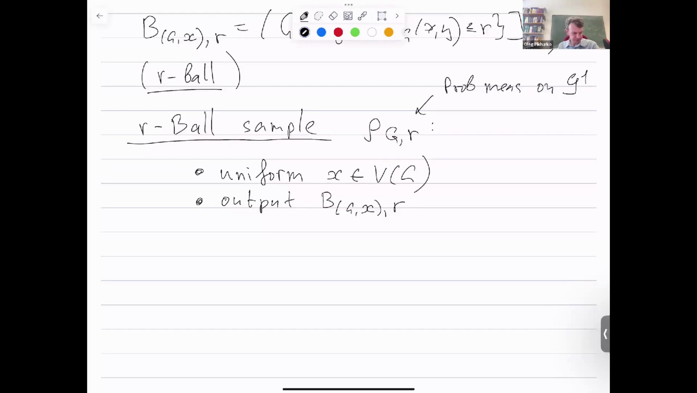Yeah, and then maybe now finally let's give some examples. Suppose I take a cycle of length n and I look at distance R. So what is my distribution? Well, this graph is vertex transitive, so whatever x I pick, my picture looks the same. Here I choose x, it doesn't matter. So this measure is always concentrated on a single point. And basically, if I don't exhaust the whole graph, I just see a path of length 2R.